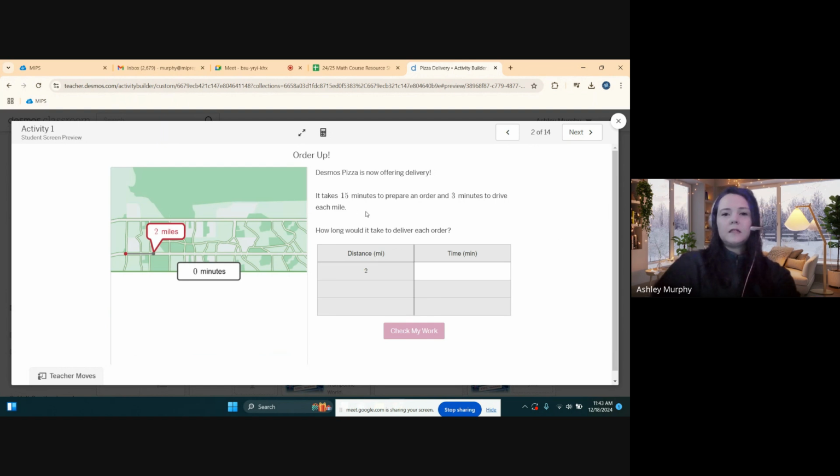So it takes 15 minutes to prepare an order and 3 minutes to drive each mile. How long would it take you to deliver each order? So it takes 15 minutes to start, but then you have to deliver it. 3 minutes per mile, so 3 times 2, that would be an extra 6. So it would take 21 minutes if the distance was 2 miles.